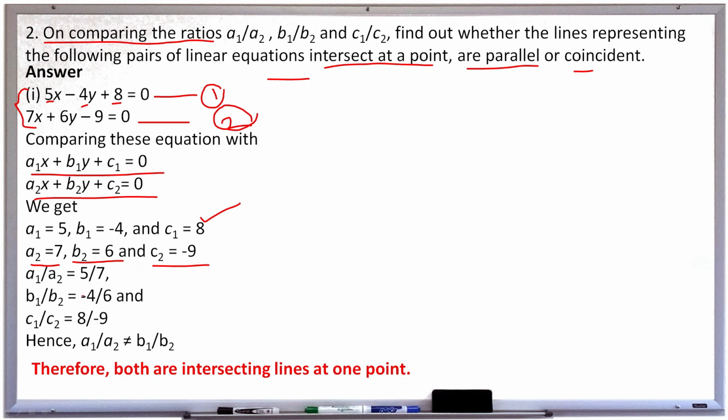Now we are going to compare the ratios: a1 by a2, that is 5 by 7, b1 by b2, that is minus 4 by 6, c1 by c2, 8 by minus 9. Here you see a1 by a2 is not equal to b1 by b2, because 5 by 7 is not equal to minus 4 by 6. Therefore, we can say both lines are intersecting at one point. Since a1 by a2 is not equal to b1 by b2, the lines are intersecting, at a single point only.